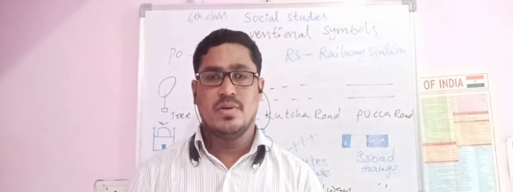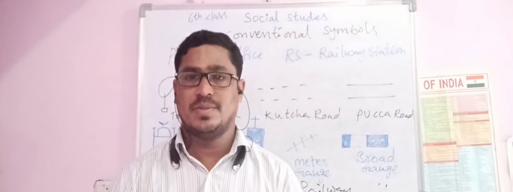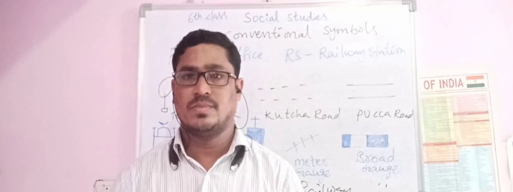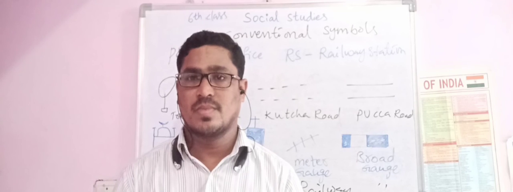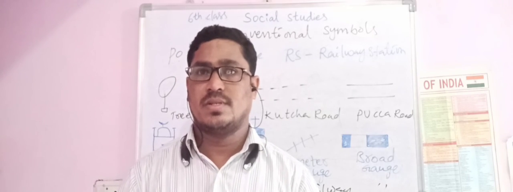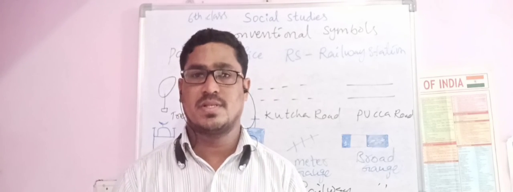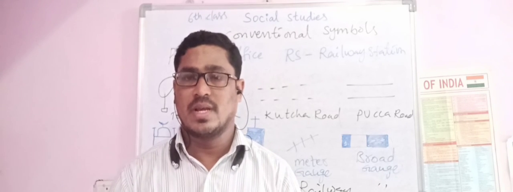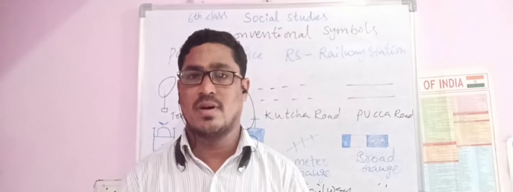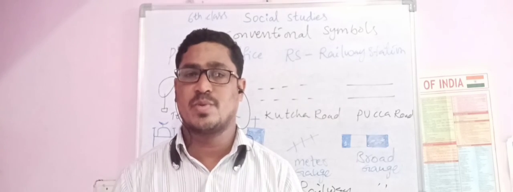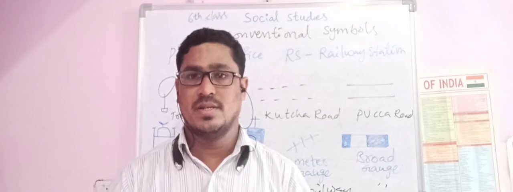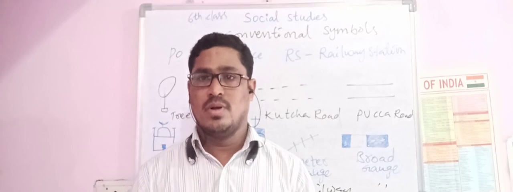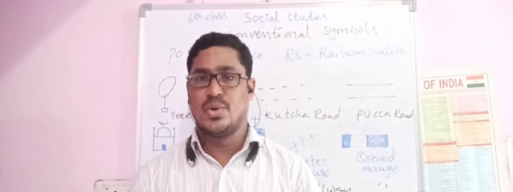In this video, we discussed scale, distance on the map, and then symbols. What are the uses of symbols? Why do we use symbols in preparing maps? Next, what are the conventional symbols or common symbols used by most map makers? We discussed that here. In the next video, we will meet with another new topic.